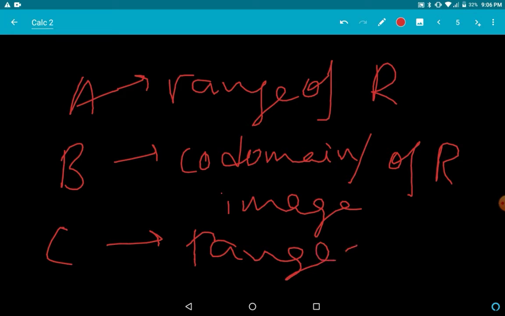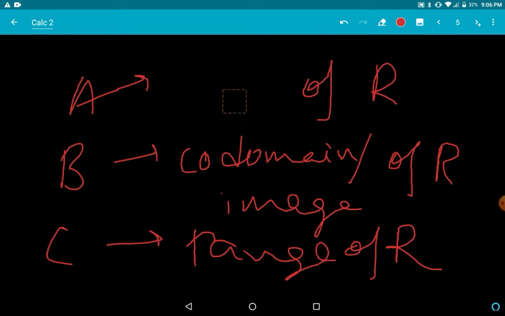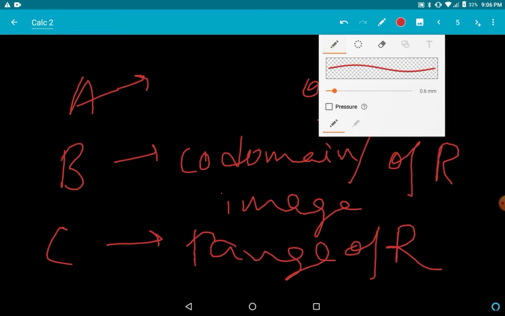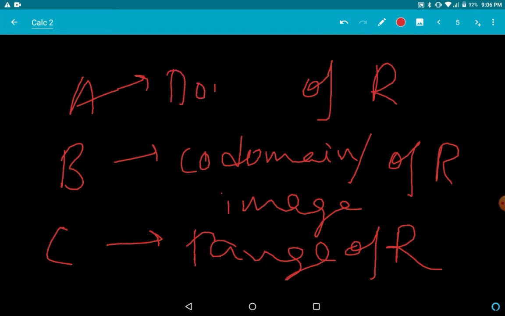range of R. I'm extremely sorry, this is not called the range of R. A is nothing but the domain of R. B is the codomain or the image of R. C is nothing but the range of R. Now this is one thing.